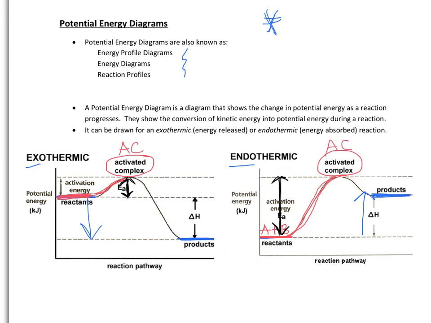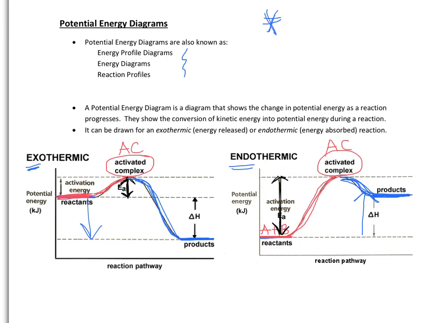The fourth distinct region would be the potential energy loss. So after you've reached the activated complex, notice that both diagrams proceed downwards. It's where you stop that determines if it's endothermic or exothermic. Again, if it's exothermic, your potential energy loss will proceed down further than the reactants. If it's an endothermic reaction, your potential energy loss will still stop before the reactants.